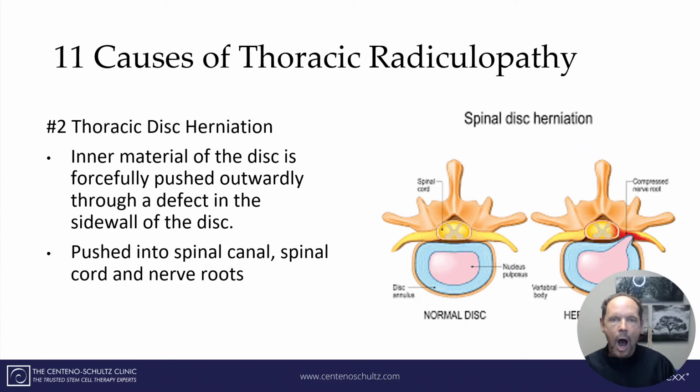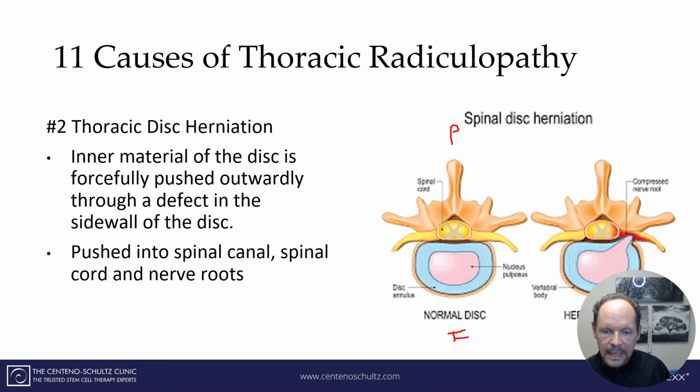The second cause is a thoracic disc herniation. That's basically where the inner material of the disc is forcefully pushed out into the spinal canal, and is due to a defect in the sidewall of the disc. And this is depicted here. You can see this is a cross section. This is the front, and this is the back, the posterior.